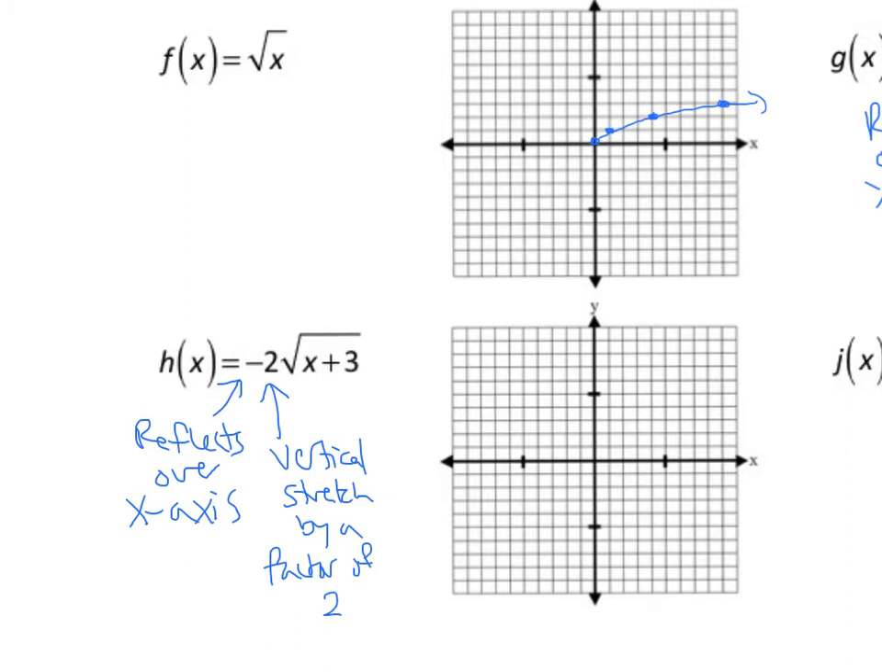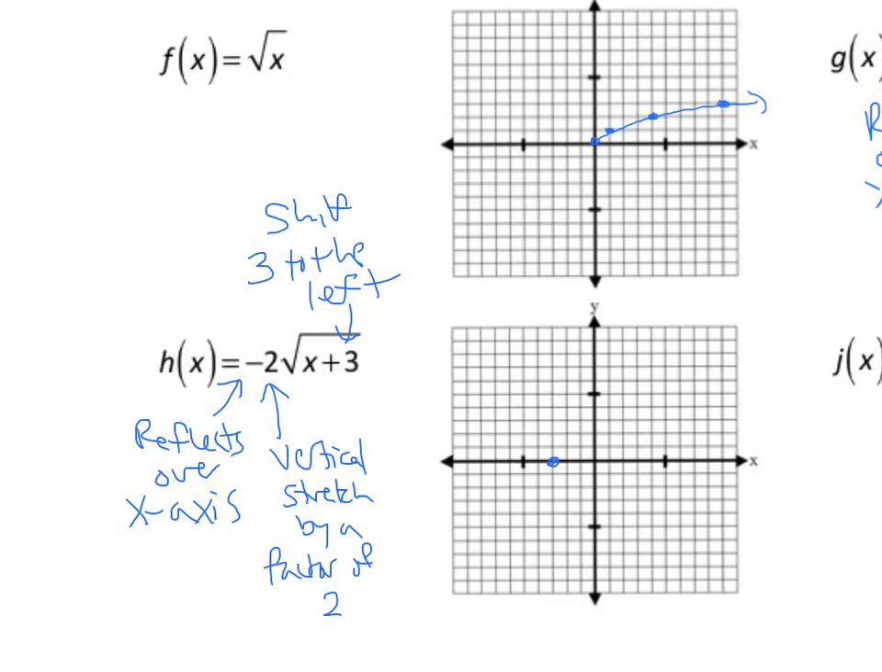And then this plus 3 is on the inside, so that's going to affect it horizontally, and it's going to be a shift 3 units to the, remember it's counterintuitive, I would think right, but it's to the left. Okay, so my point that started at the origin in the parent function needs to shift 3 units to the left. And it's going to stay on the x-axis. That point will not reflect since it's on the x-axis.